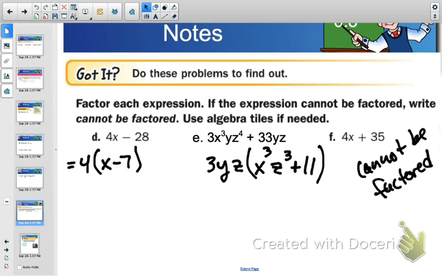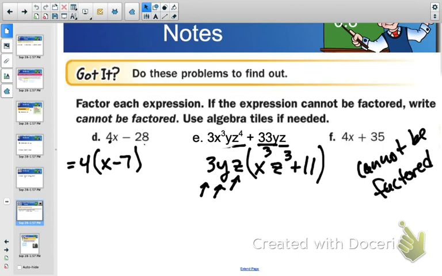All right, so the first one we can take a 4 out of because 4 goes into 4 and 4 goes into 28. And then I'm just left with x minus 7 because 4 times 7 is 28. Okay, the second one is a little tricky. There's a lot going on here. But I know that 3 and 33, they both go into 3. 3 goes into both of those, so that's going to be 3 on the outside. They both have 1 y in common, so I'm going to take those y's out. And they have 1 z in common, so I take a z out.